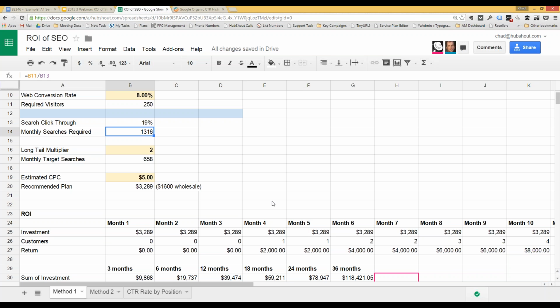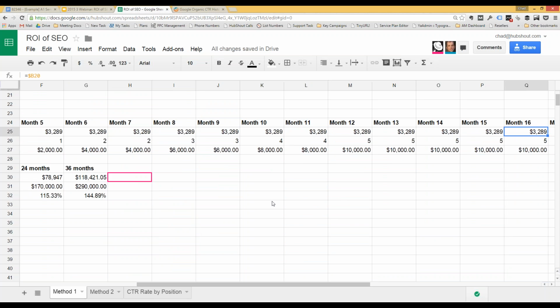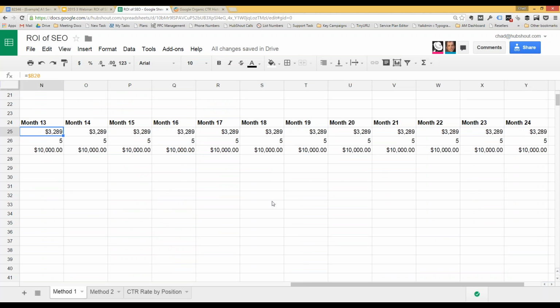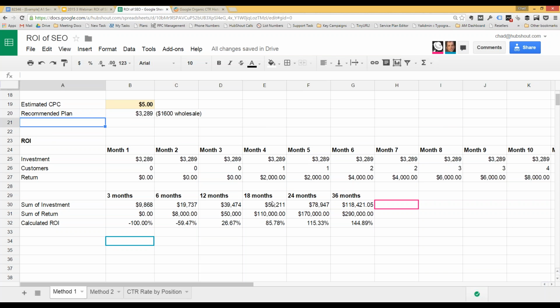But we've got a lot of other content, and we can hit this again in another webinar on how to pick keywords. But let's keep going with this, and then we can come back if we need to. So if I take that information and plug it into this spreadsheet, I went out across 24 months, so 2 years, and I said this client is going to pay $32.89 a month. Again, that would be roughly $1,600 wholesale to HubShout and $1,600 to you, the reseller, but the client's paying $32.89, so that's their investment, and it's going to go on for a long time.